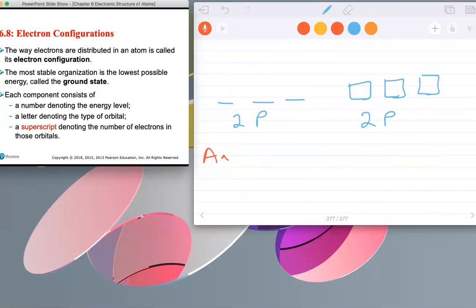An orbital takes a maximum of 2 electrons. You'll never see 3 electrons or 4 electrons in an orbital. So I see this as an orbital, I see this as an orbital, I see that as an orbital, and each can take up to 2 electrons with opposite spin. Remember we talked about the magnetic spin, they spin in opposite directions.